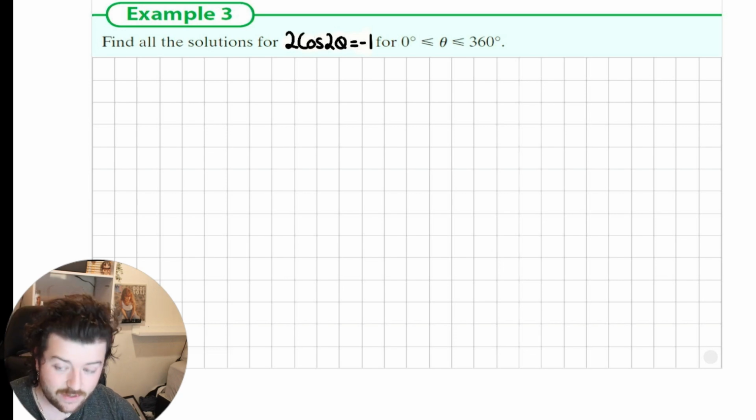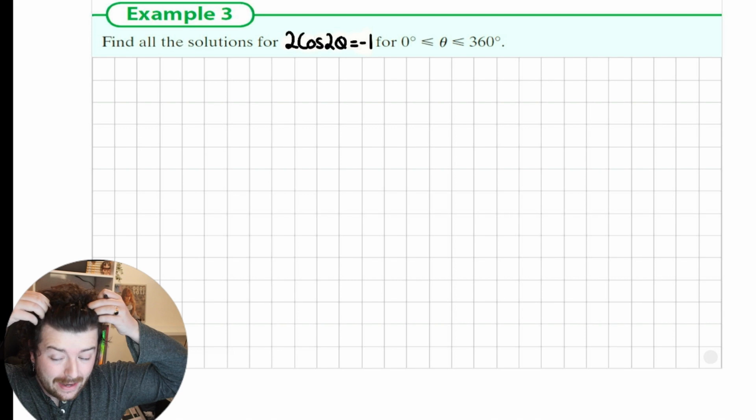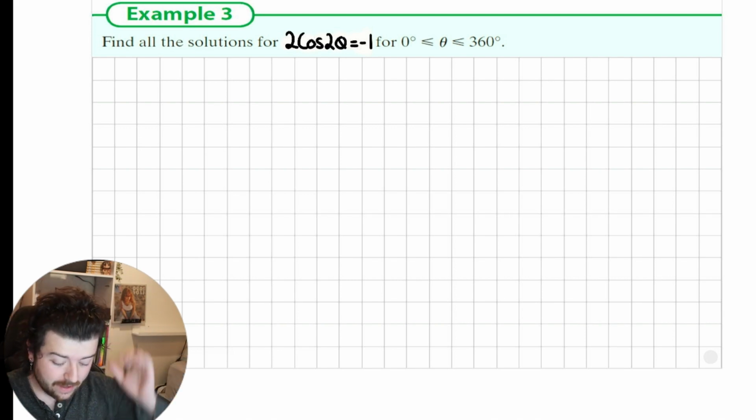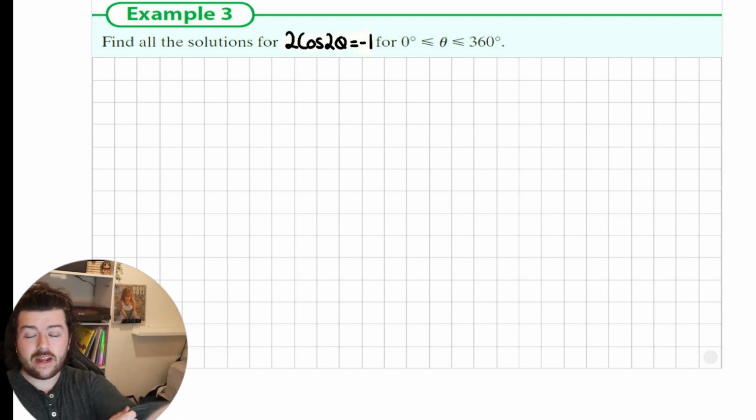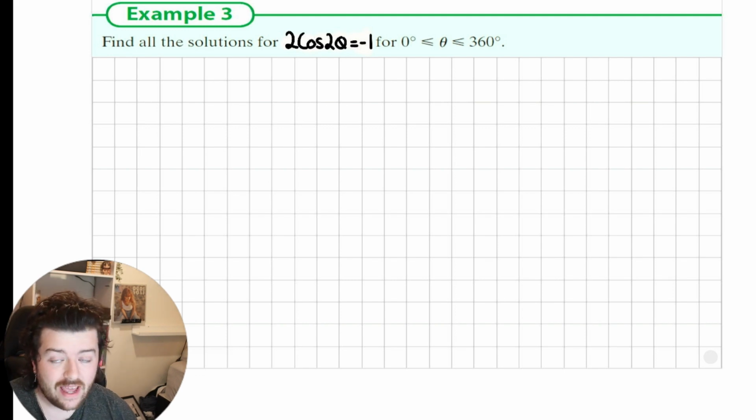Hello. Right, okay, so we're just doing this example now, so no frills or fuss. I will make my proper video later, but as of right now, we're just going to go over this example of how to solve a trig equation.